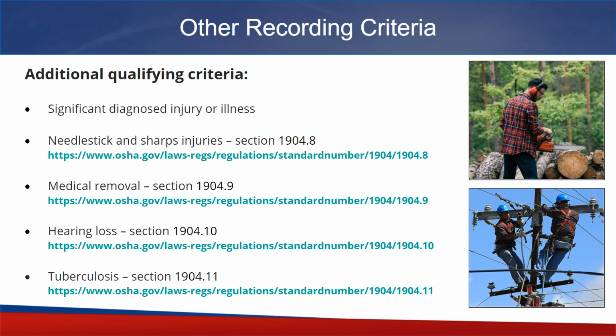Work-related cases of cancer, chronic irreversible disease, fractured or cracked bones or teeth, or a punctured eardrum must be entered on the OSHA forms. These are considered significant injuries and illnesses. The record-keeping rule also contains special criteria for recording occupational hearing loss, tuberculosis, injuries from needle sticks and sharps potentially contaminated with blood-borne pathogens, and cases involving medical removal required by other OSHA standards. For these specific requirements, refer to sections 1904.8 through 1904.11 using the regulatory text links.